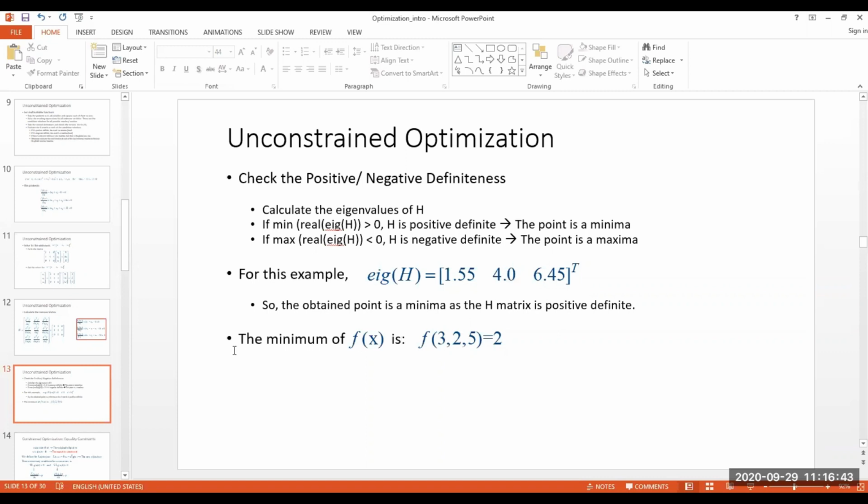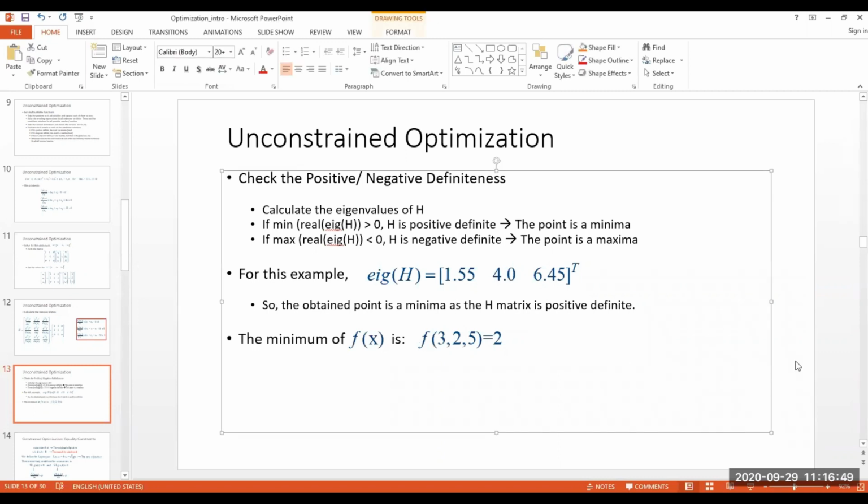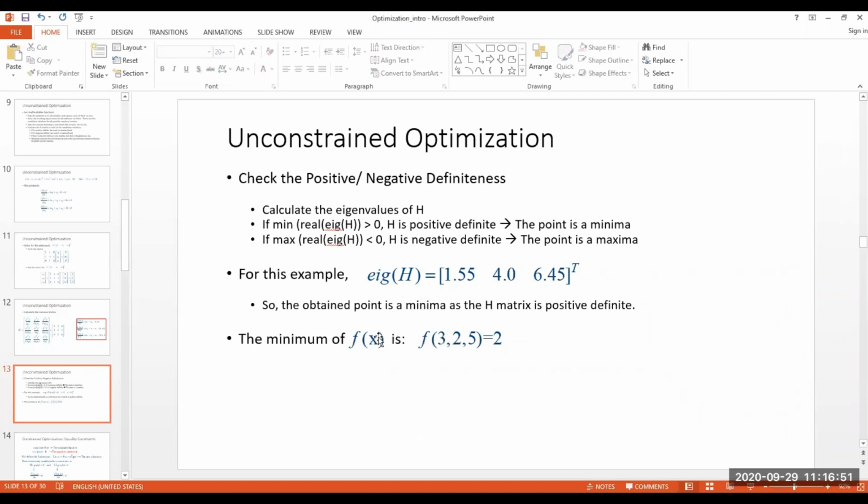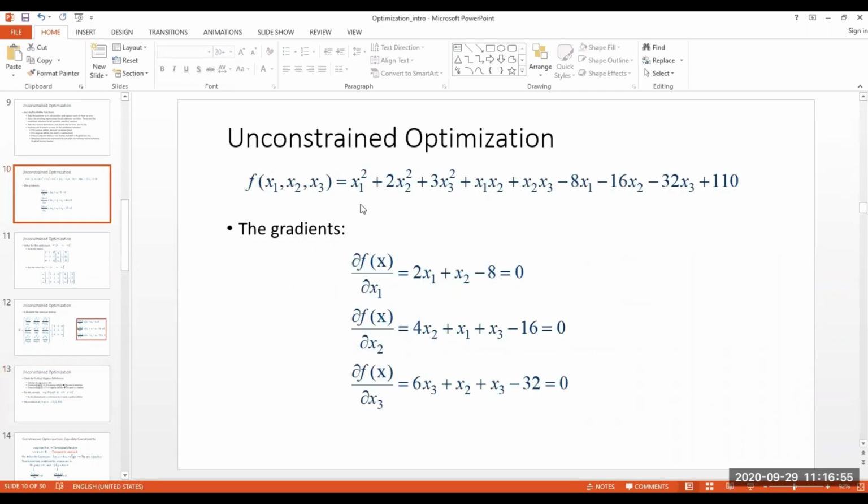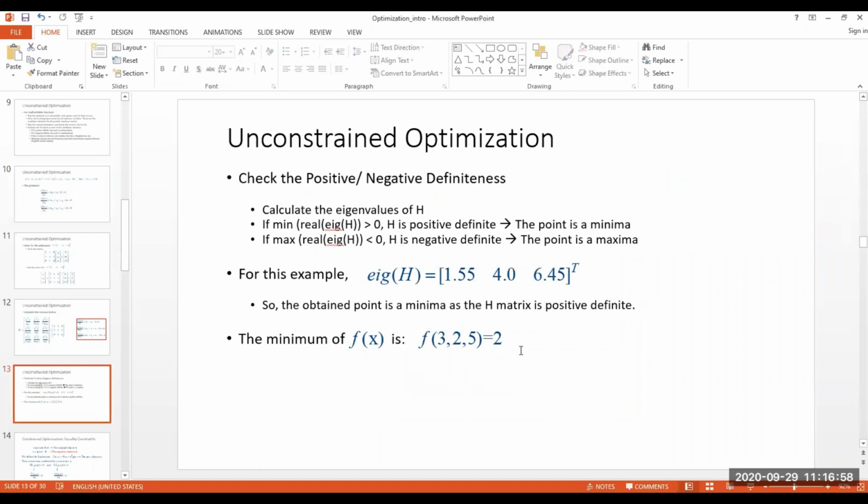So to find the numerical value of f of x, you simply plug in these 3, 2, and 5 in your expression of f of x, the big expression. You plug in the values and then you find that it is 2. Okay. So this is how in the unconstrained optimization case you can solve the problem.